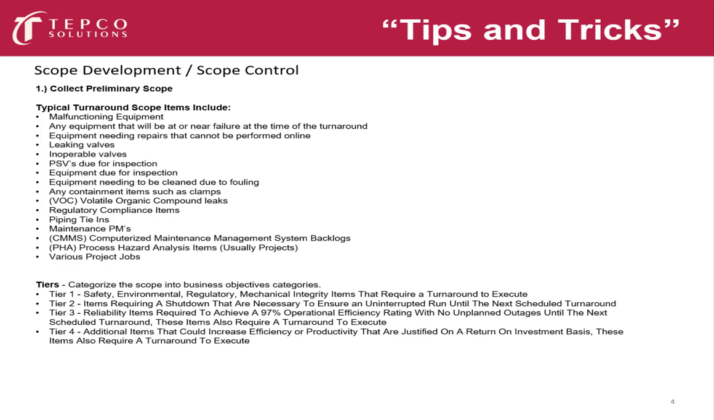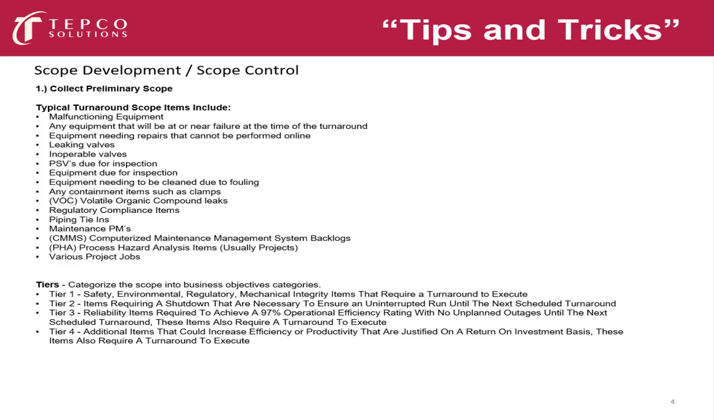As I said before, let's talk a little bit about our tier ranking. Tier ranking categorizes the scope into business objective categories. Tier 1 will most likely be done during your turnaround event. It's going to be a safety, environmental, regulatory, or maintenance integrity item. Tier 2 is an item that requires shutdown and is necessary to ensure uninterrupted run until the next outage.